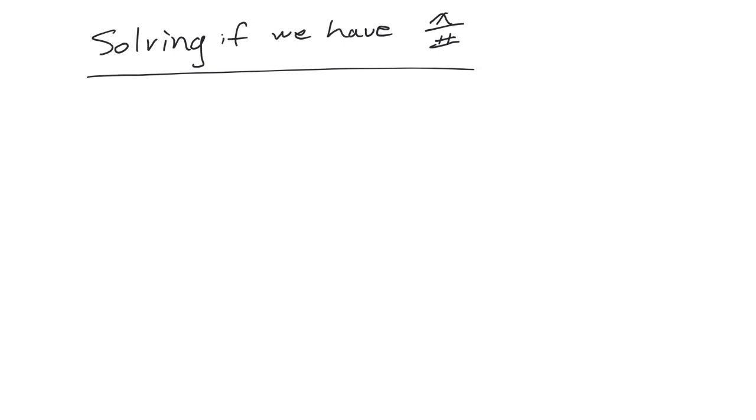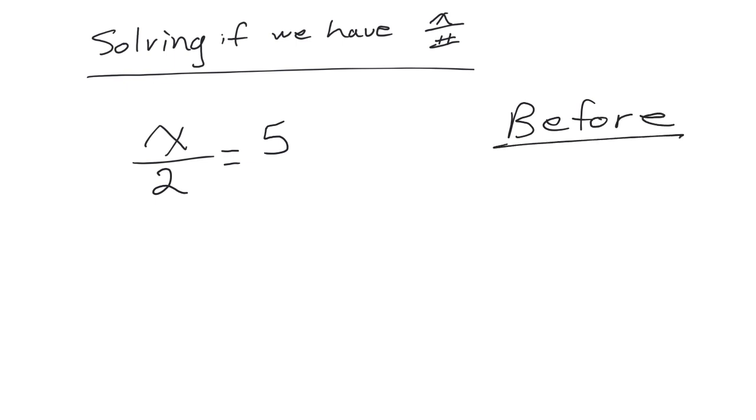All right. So imagine if we have a problem like this. We have a problem where we have x over a number. In this case, instead of x over a number, I'll use x over 2 is equal to 5. All right. Now, normally from before, if you thought about it, here's what we did.